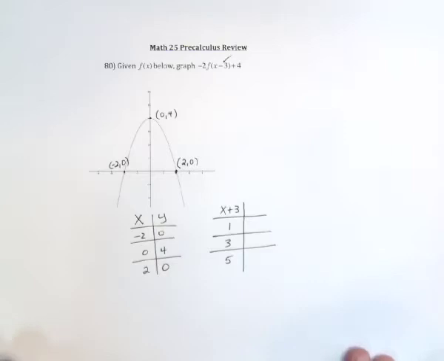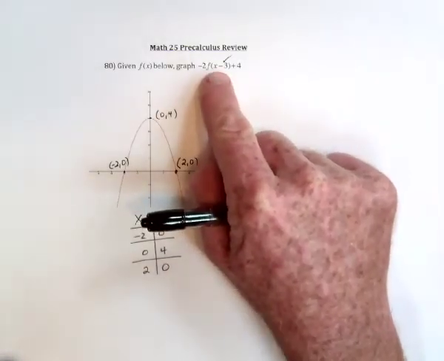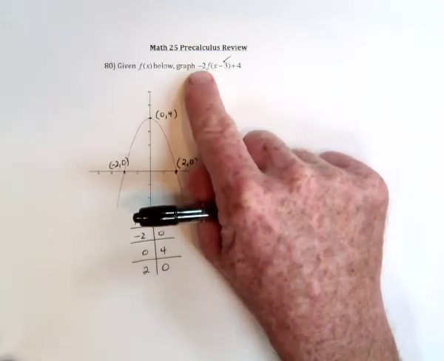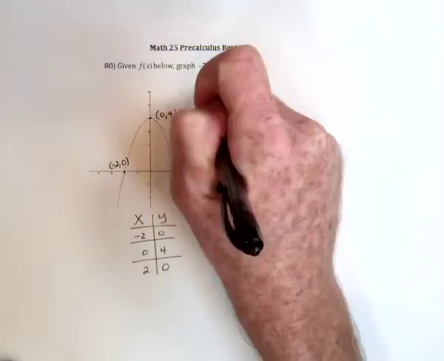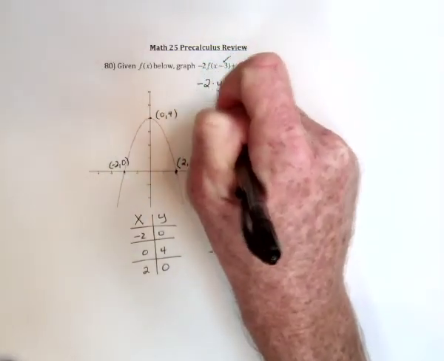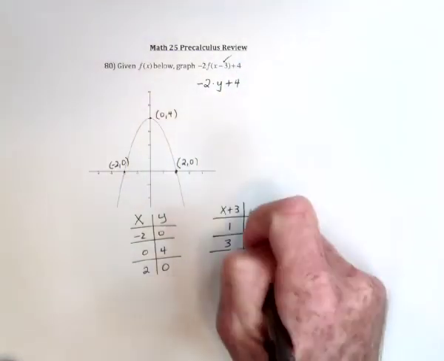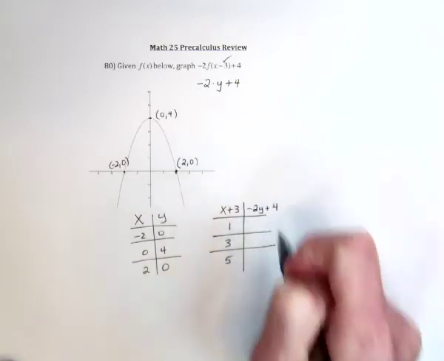Now, all of that we did so far was the x information. What's left is the y information. So this is now saying take negative 2, multiply by the function values, or in other words, take negative 2 times the y values, and then shift them up by 4. So that's what we'll do on this table over here. Negative 2y plus 4.